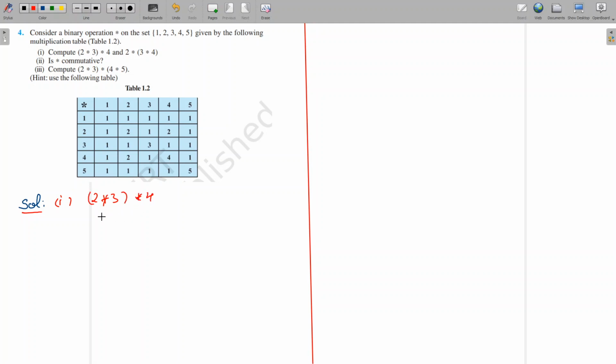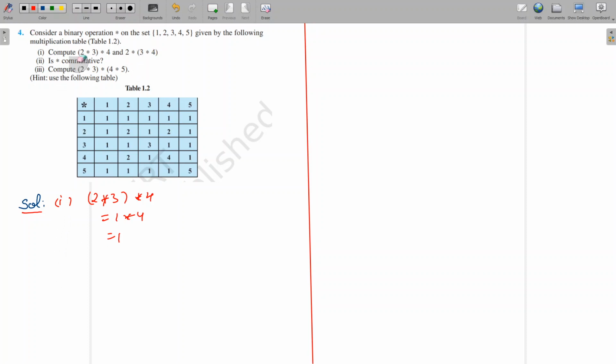So this will be equal to 1 star 4. So again, now we'll go for 1 star 4. So this is 1 star 4, and the answer for this is 1. So 1 star 4 is 1, so equal to 1. Now let us find the value of 2 star (3 star 4).